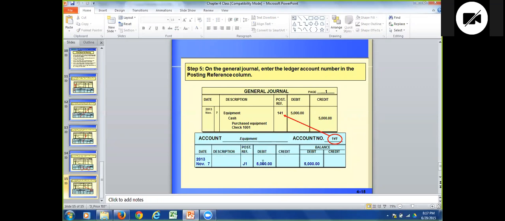So say you posted another $2,000 debit to this account, that means the new balance would be $7,000, because $5,000 plus $2,000 equals $7,000. So that's what this side is. It's a running balance. This side is just talking about the individual account.